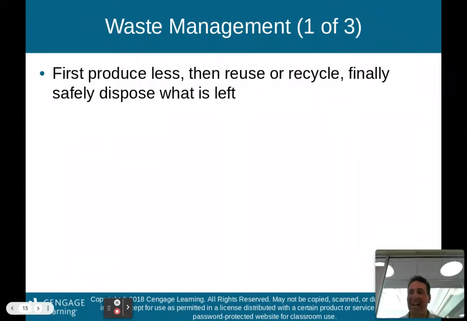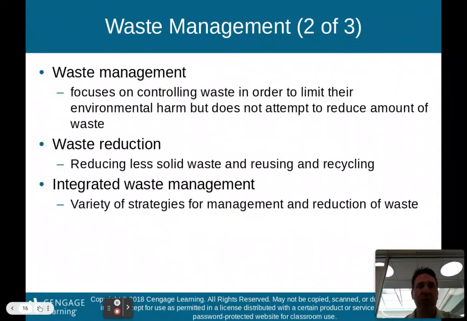So waste management, that's what we're talking about. So first, produce less, then reuse or recycle. Finally, safely dispose what is left. Okay, we just spoke about that. So what is waste management? Waste management focuses on controlling waste in order to limit their environmental harm, but does not attempt to reduce the amount of waste. Okay, so that's management. Management is managing what we have. So we're not trying to reduce it, but we're trying to control it in order to eliminate the harm. What we really need to do is waste reduction, which is reducing the solid waste, right, by reusing and recycling. That's the idea, reducing less solid waste and reusing and recycling.